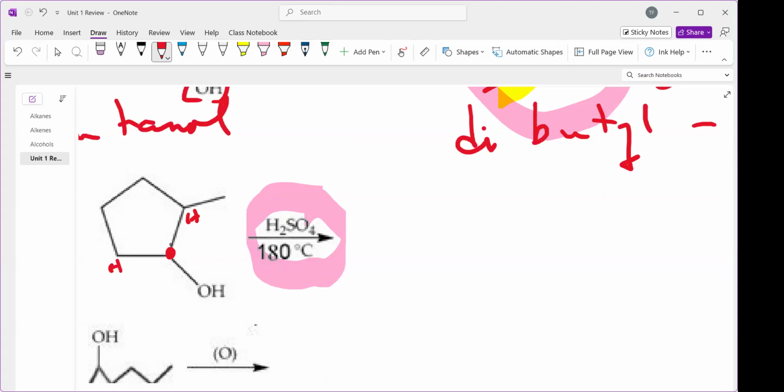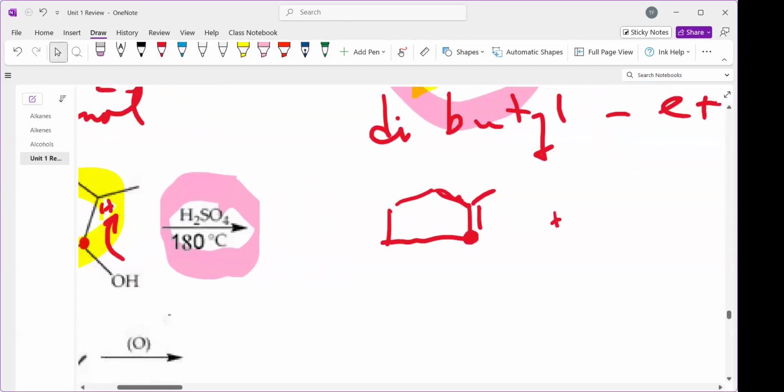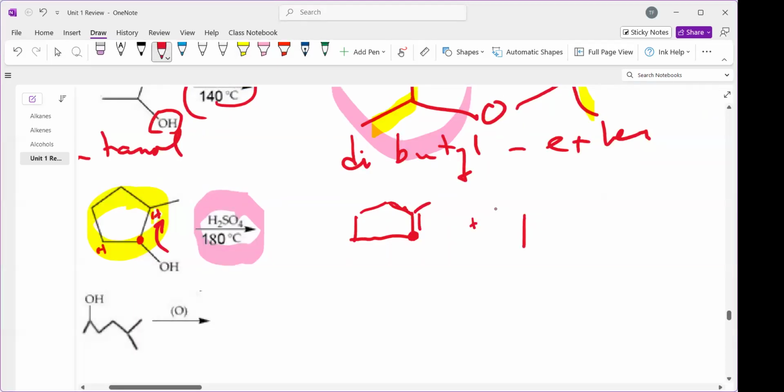So we start with a base. And that's the same carbon as we have dotted there. So we're going to pull off water there. So we're going to end up with that plus here. So this is going to be across this bond here. Now, which is stable between those two?